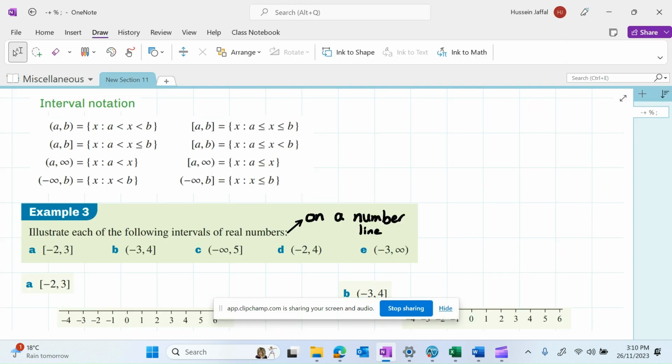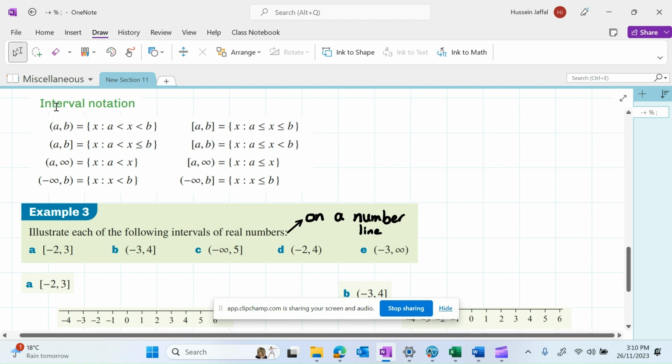Hi everyone. Today we are going to talk about interval notation. So we have here 8 types of intervals as you can see here. So the first one means that the values of x are between a and b, excluding a and b. That means without a and without b.